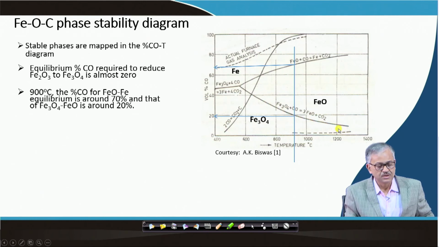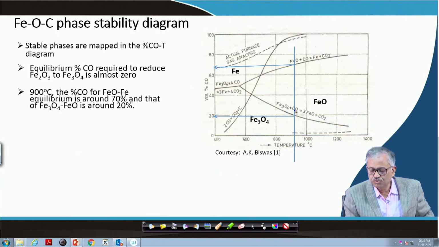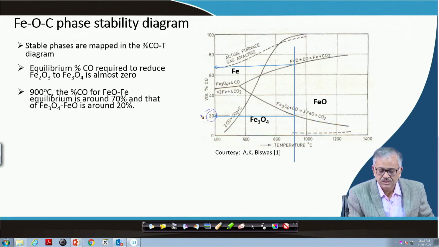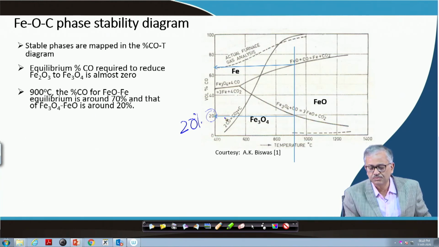But at 900 degrees centigrade, Fe3O4 to FeO reduction, how much does it take? It takes around 20%. You can find this is the 20%. So, 20 volume percent of CO is required; at least it will be in equilibrium, that is Fe3O4 and FeO. In this equilibrium, 20 volume percent of CO will be in equilibrium.